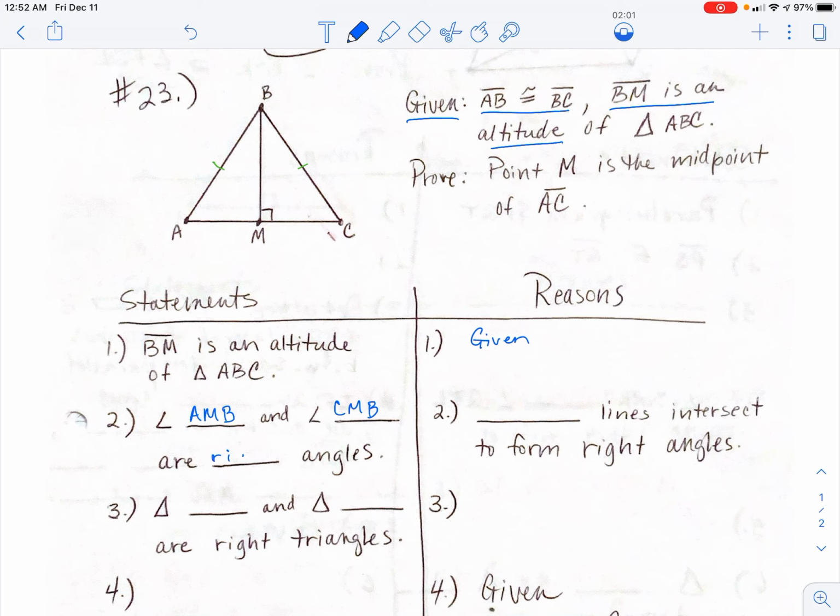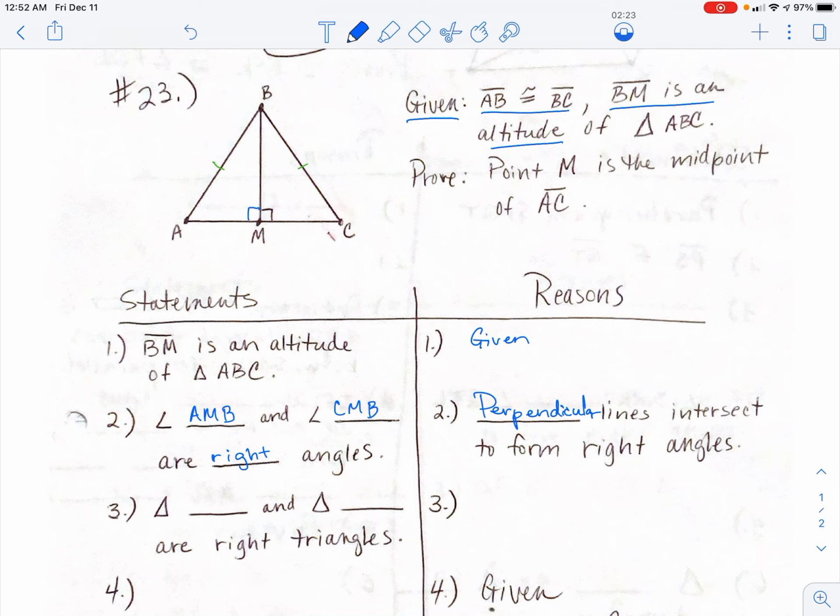And we'll fill that in here. So because of that altitude, we now have two right angles. So what's the reason for that? Because of the perpendicular lines. Perpendicular lines intersect to form two right angles. I'll go ahead and put the other one right there.